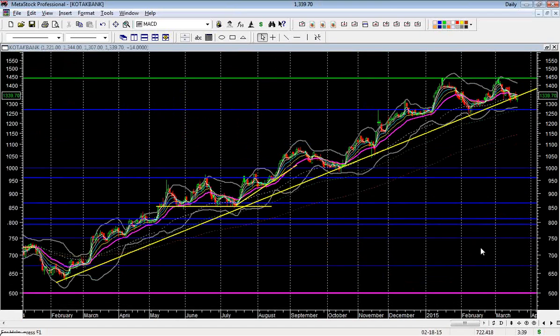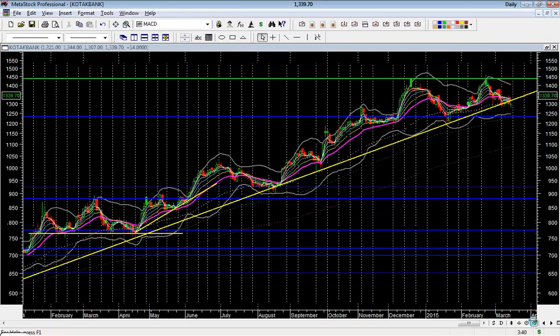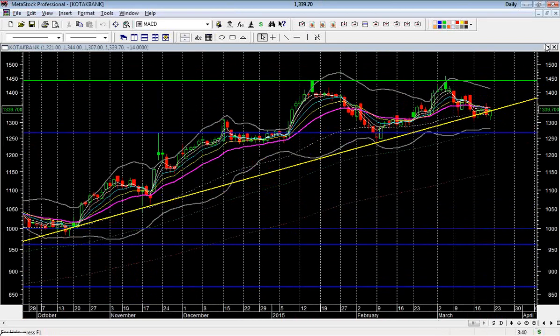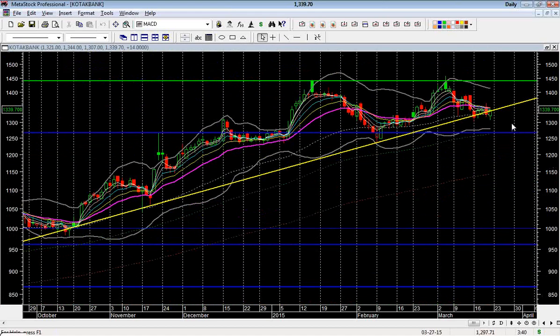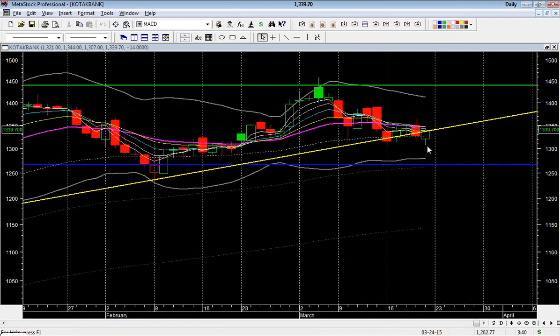Kotak Bank, so one of the biggies doing well. That's also broken the trend line and has done that on marginal, I would say little, just normal volumes, and the trend line is broken. So I think there's a good probability short here with an excellent stop loss around 1365 on the spot, and your first target being 1265.